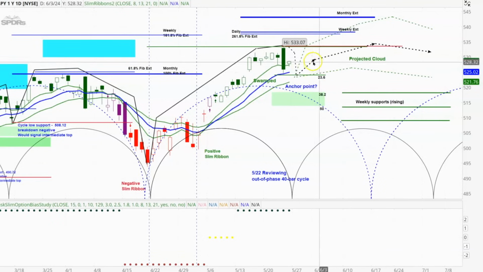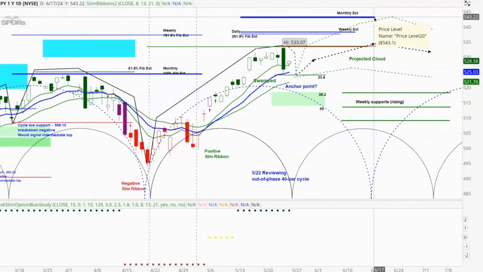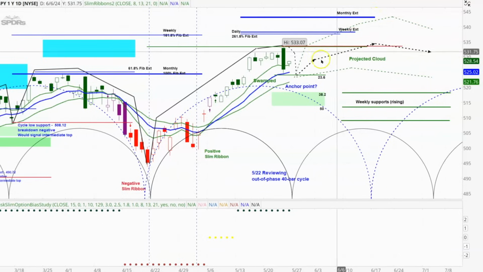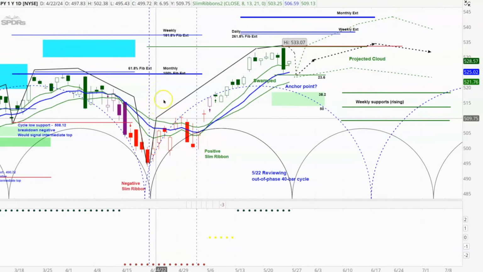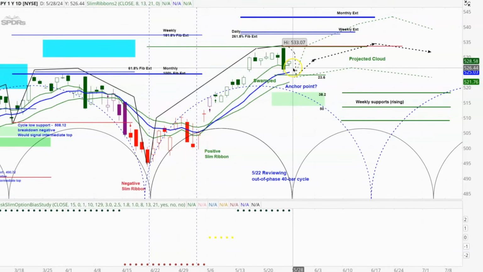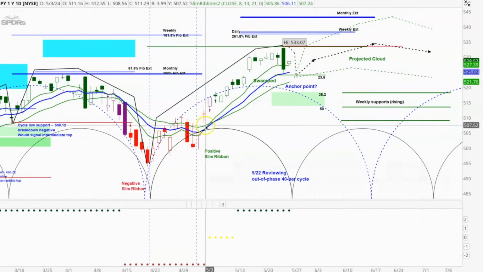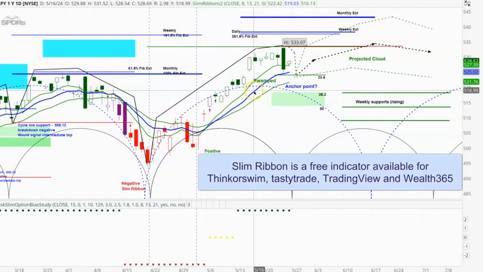In other words, when it's pretty strong, it'll move up into the upper cloud over here and then move up into the projection. So this is at 540. This is the lower monthly extension about 543. And that's why the upper side here is projected in there. So in other words, you could see the shape in here, super bullish. Now this is the slim ribbon right over here. And the slim ribbon is giving you a positive indication.